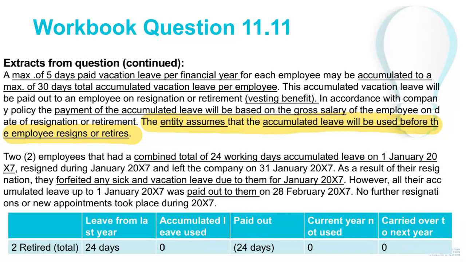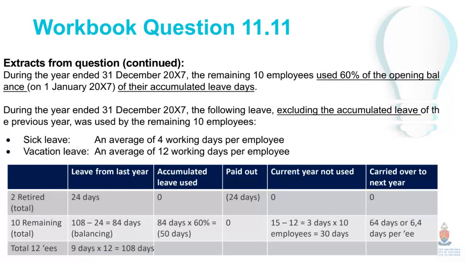Now I'm trying to build a table here at the bottom. If you have a look at this table, I'm highlighting it now. I said 2 people have retired, I'm supposed to say resigned. 2 people have resigned, and they had 24 days leave available. They got paid out all of it. How much did they accumulate? They accumulated none, because remember, they forfeited all of the current year's leave. They didn't use any. They got paid out all 24 days, and they didn't carry over any to the next year because they're no more employed. So we're trying to build up that table, so keep an eye on it. I'm going to build it up as we go.